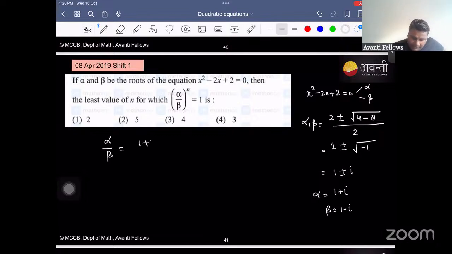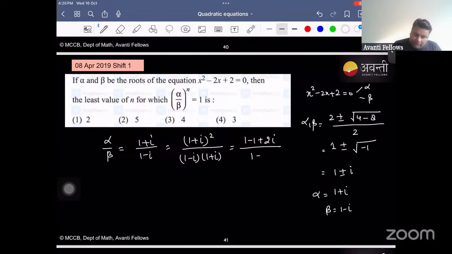Alpha upon beta is (1 plus iota) upon (1 minus iota). So if you simplify it, you get (1 plus iota) whole square upon (1 minus iota) into (1 plus iota). So it is (1 minus 1 plus 2 iota) upon (1 plus 1), so this is iota. So finally alpha upon beta you got as iota.